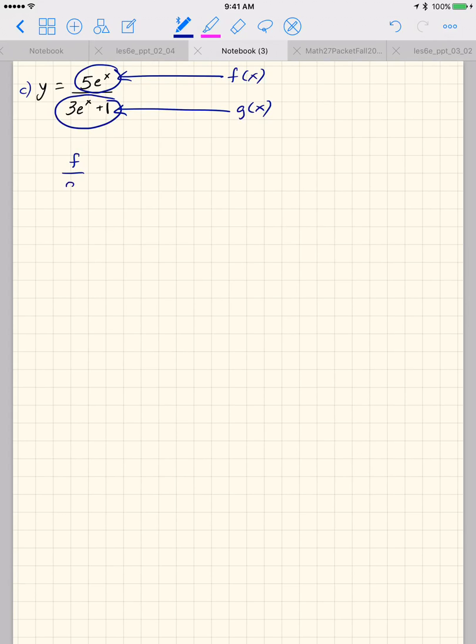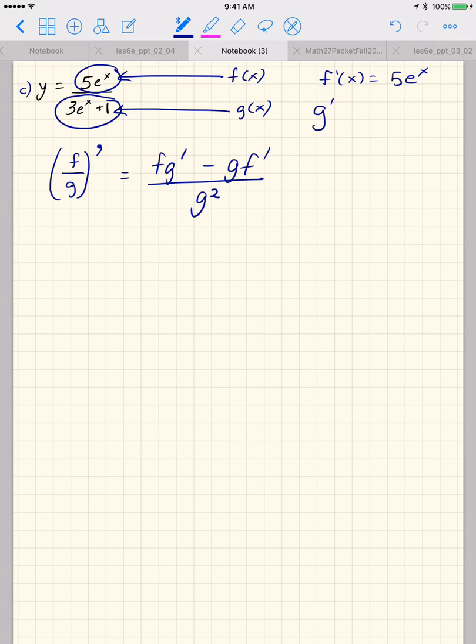Okay, so remember, f over g prime, the derivative of f divided by g, is equal to f g prime minus g f prime over g squared. Okay, so let's go ahead and start filling this in. F prime of x is going to equal 5 times e to the x, because remember the derivative of e to the x is e to the x. Now g of x is equal to 3 times e to the x plus 1. So g prime of x is equal to 3e to the x. Okay, so I just need to plug this in here.